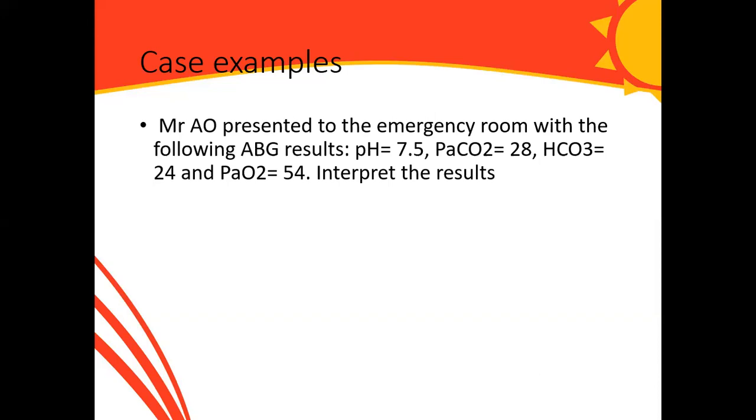Yes, Mary Kay. So the pH is 7.5, so it's high. The normal is 7.4. So what does that tell you? Is that acidosis or alkalosis? It's alkalosis. Beautiful. And then the PaCO2 is down. The normal is 40, and now it's 28. The HCO3 is usually 24, so it's normal. And then PaO2? The PaO2 is usually 95, so it has gone down.